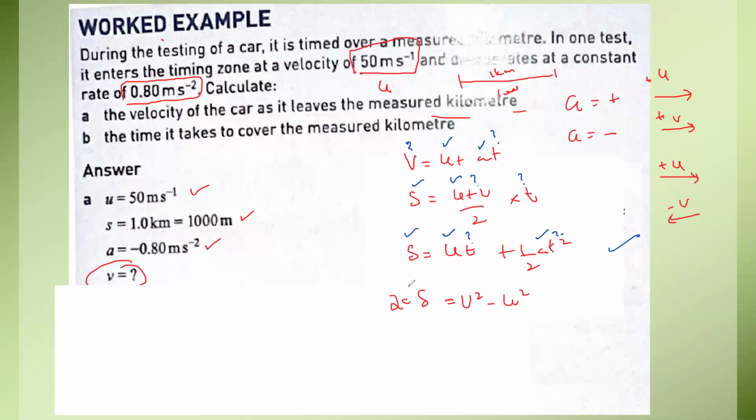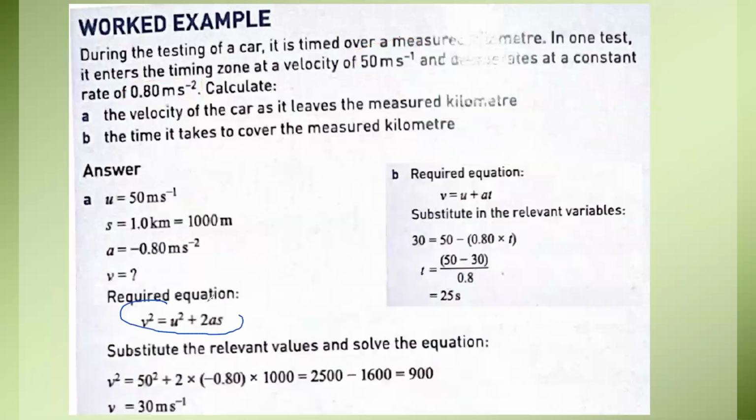So this equation is applicable, but not useful, as we don't need the time, we need the velocity. If I check the fourth equation, I have the acceleration, the displacement, and the initial velocity, and I need the final velocity, so I can use this equation. That's why we use the last equation, and we just have to substitute the values. The initial velocity is 50 square, the deceleration is there, so we substitute negative, and the displacement was 1000. So we got 30 meters per second.